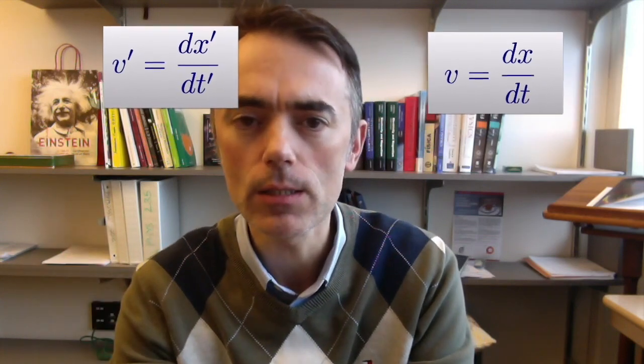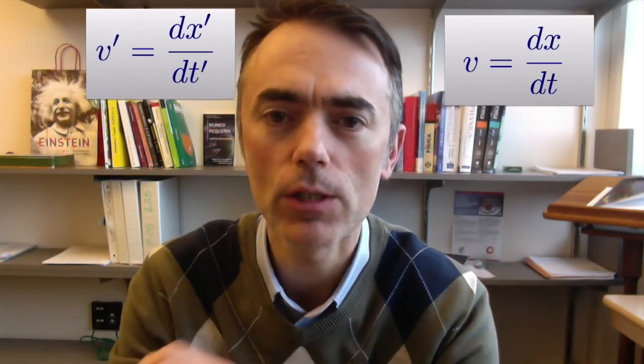So what is the velocity of a particle moving in our reference frame? Well, that's just the derivative of the position with respect to time. That is dx over dt. Well, we want to find a relationship between dx/dt and dx prime/dt prime.